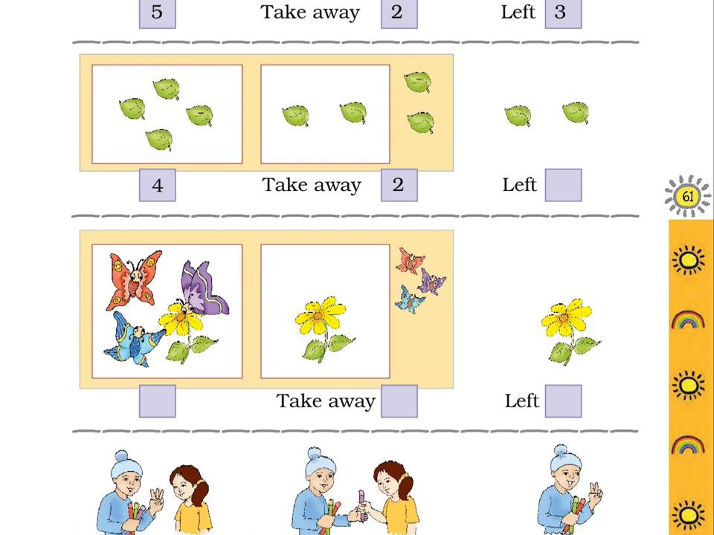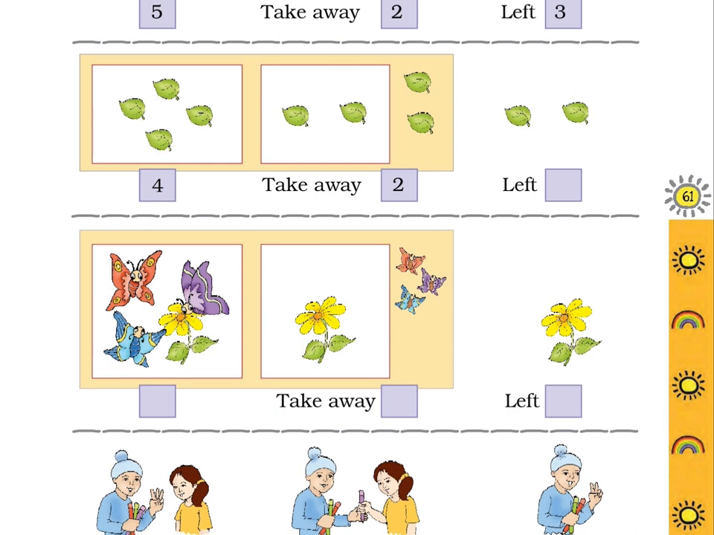Part 3, Picture 1 shows 3 butterflies and 1 flower in a box. Writing space below the picture is empty. Write the total number of objects in the empty box given below the picture.